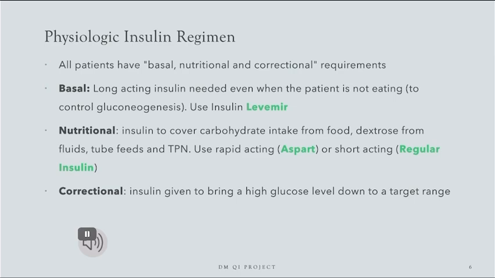Physiologic insulin regimen. All patients have basal, nutritional and correctional requirements. Basal, long-acting insulin is needed even when the patient is not eating, to control gluconeogenesis. Use insulin Levemir. Nutritional: insulin to cover carbohydrate intake from food, dextrose from fluids, tube feeds and TPN. Use rapid-acting, aspart, or short-acting, regular insulin. Correctional: insulin given to bring a high glucose level down to a target range.